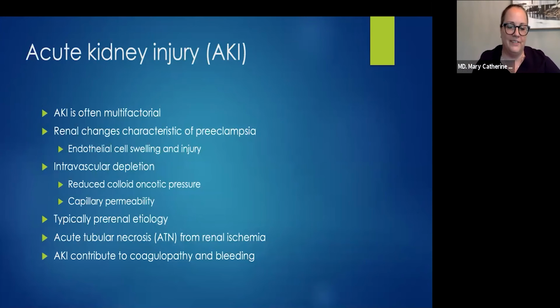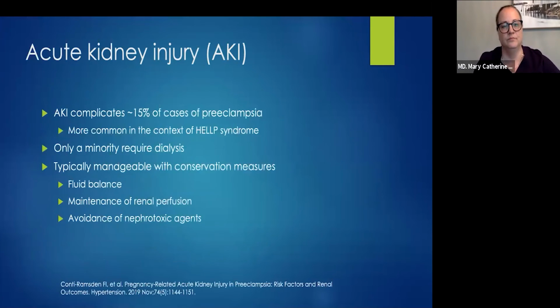And then just a little reminder that the acute kidney injury and the buildup of things like BUN can contribute to coagulopathy in these patients who may already be predisposed to it, and can contribute to bleeding that could further complicate the situation. Fortunately, acute kidney injury only complicates about 15% of cases of preeclampsia, and it's even more common in the context of HELLP syndrome. And a very, very small minority require dialysis.